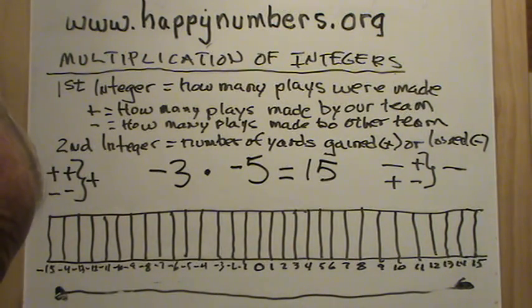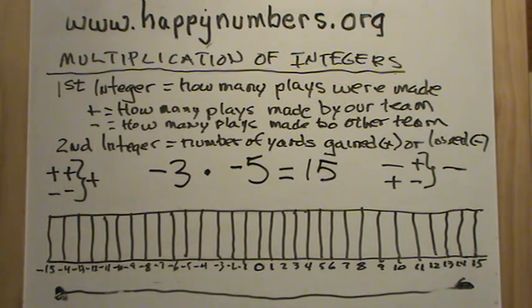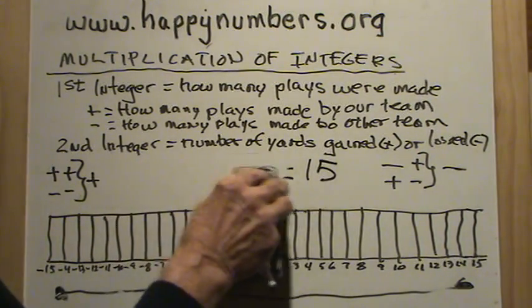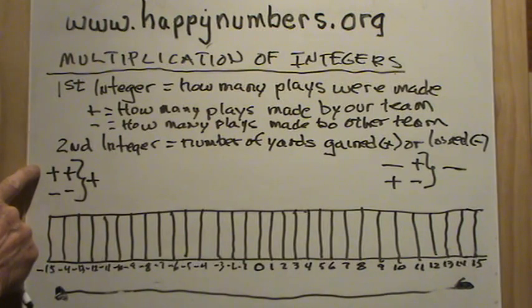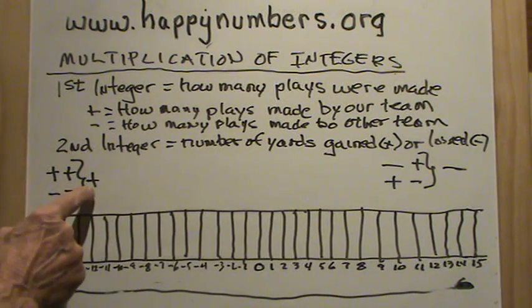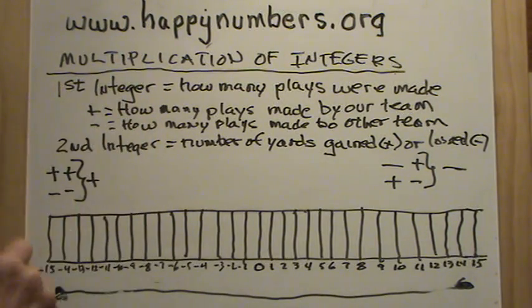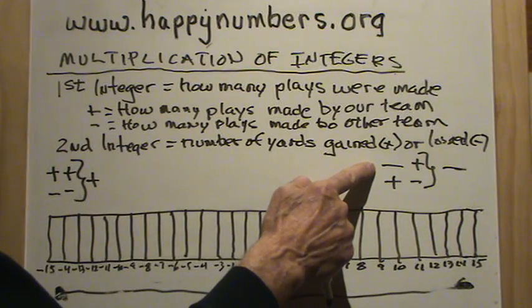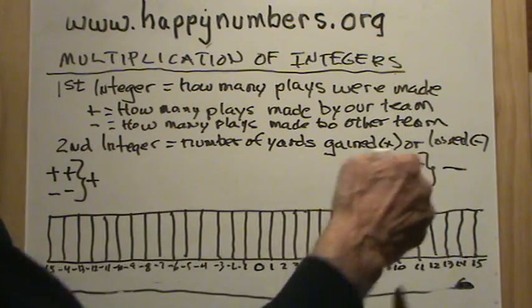Okay, let's just review this. I want to give you a chance to let this sink in, because there's some thinking that has to go on here. We know that if the two signs are the same, positive and positive or negative and negative, our answer is always positive. This is when we're multiplying. And if the signs are different, negative and positive or positive and negative, the answer is always negative.